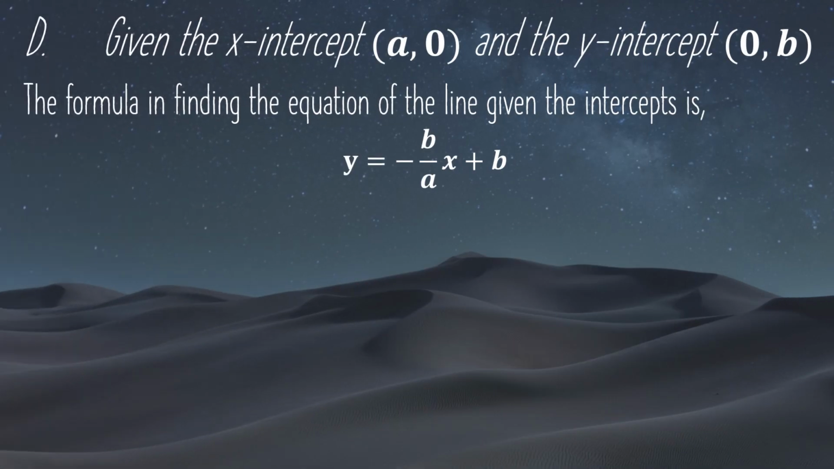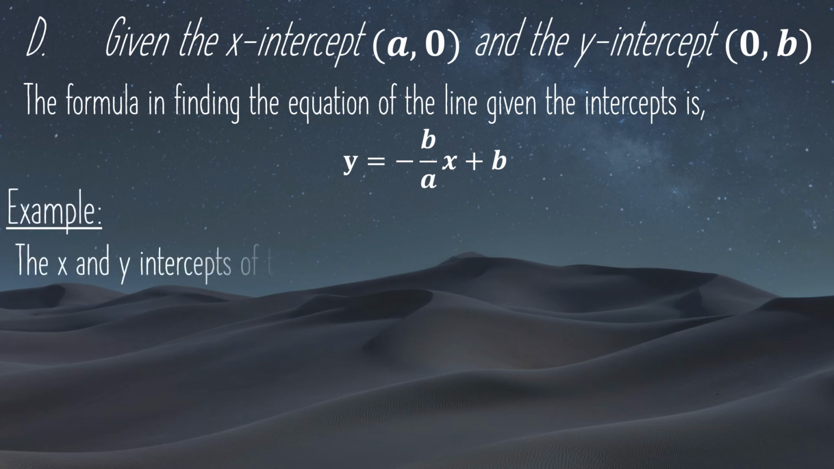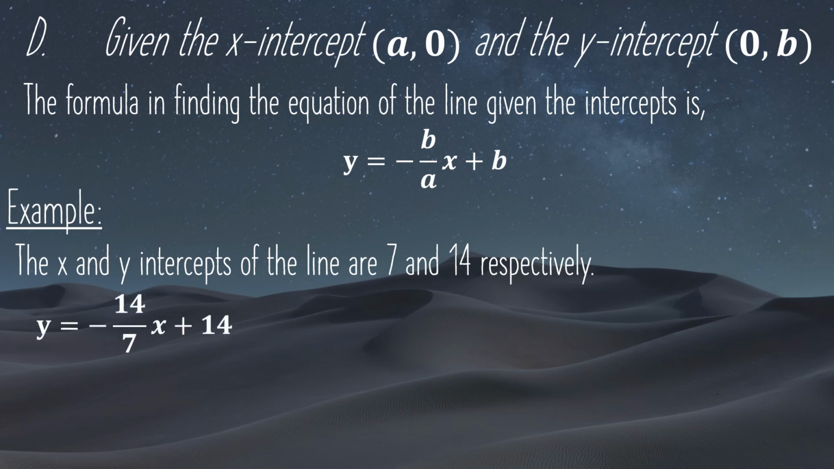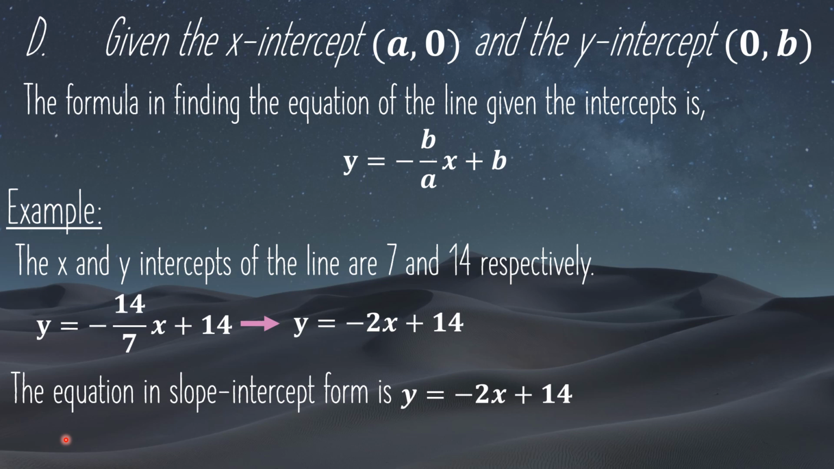Another example, given the x-intercept and the y-intercept, the x and y-intercepts of the line are 7 and 14 respectively. So let us now substitute. So this will now become y equals negative 14 over 7x plus 14. So, since kayang i-divide ang 14 sa 7, so let us divide. Kaya magiging y equals negative 2x plus 14 because negative 14 divided by 7 will be negative 2. Okay, the equation in slope-intercept form is y is equal to negative 2x plus 14.